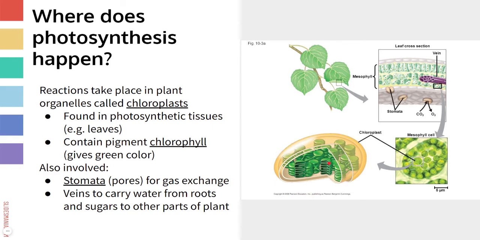And this is where the chlorophyll, that green pigment, is going to be happening, because you need chlorophyll to help capture the sunlight that is required for photosynthesis.